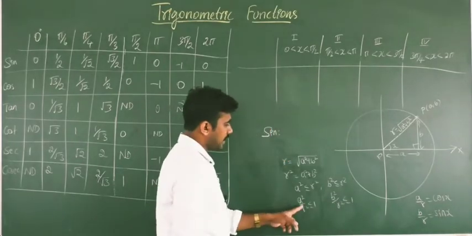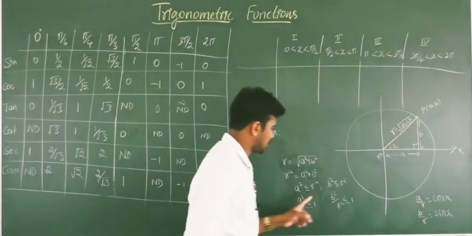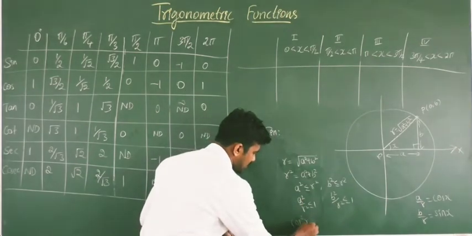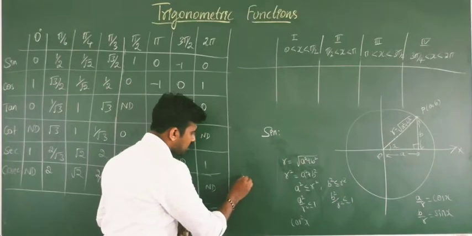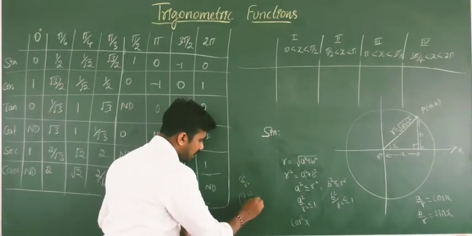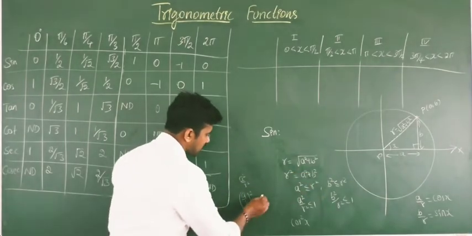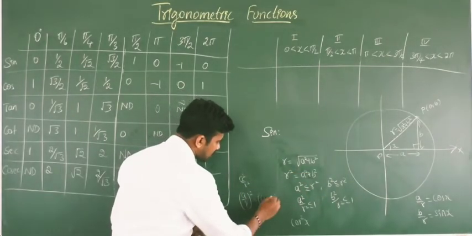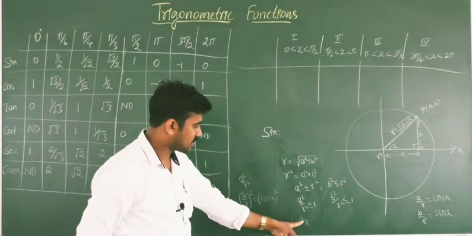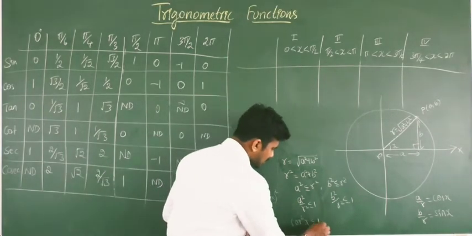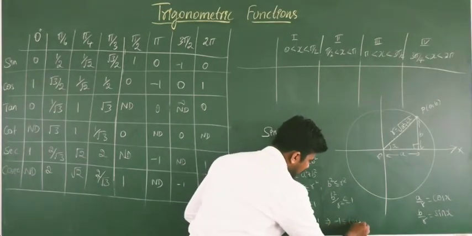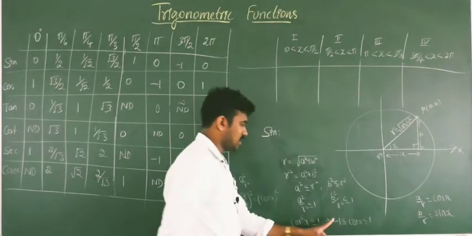But we know A by R is nothing but cos x, so A square by R square is nothing but cos square x, because A square by R square is A by R whole square. A by R is cos x, and cos x whole square is cos square x. So A square by R square is nothing but cos square x, which is less than or equal to 1, which means cos can take values from -1 to +1.